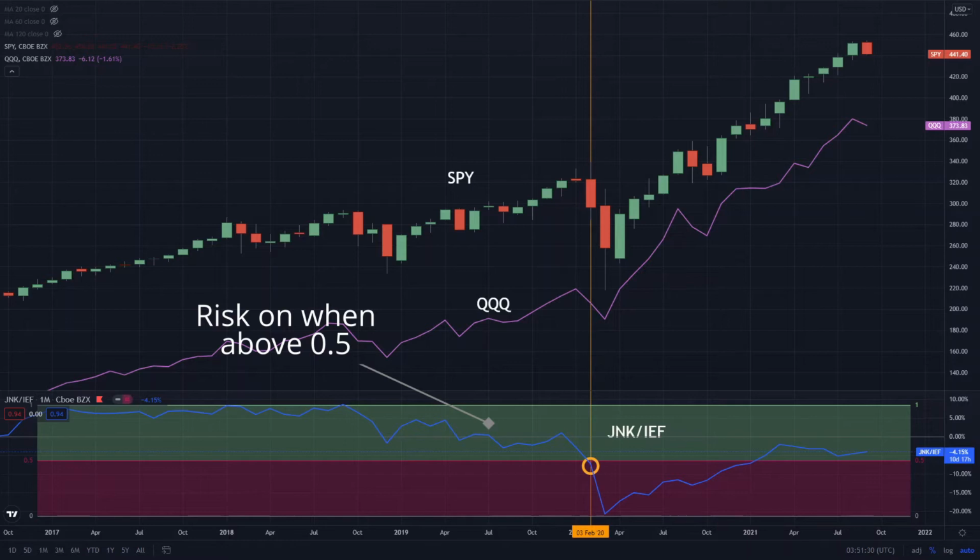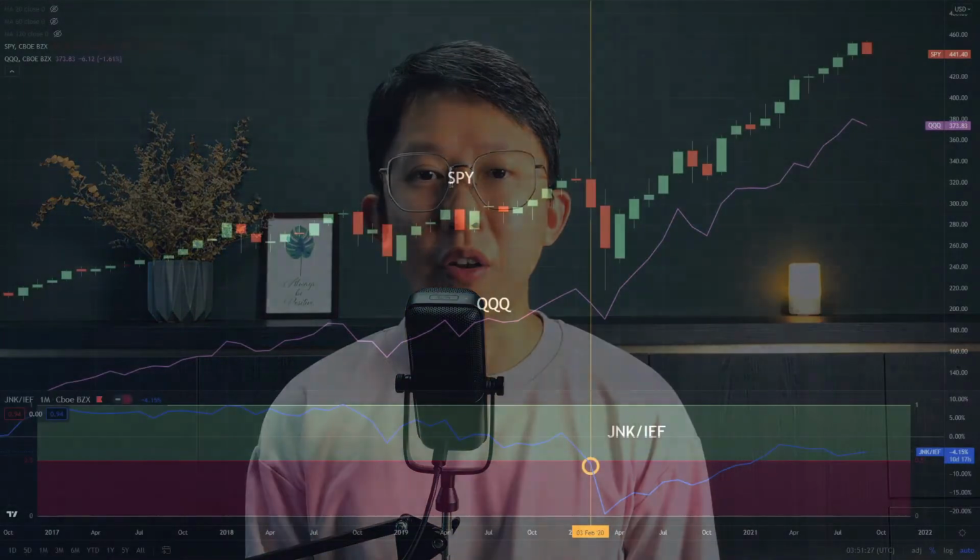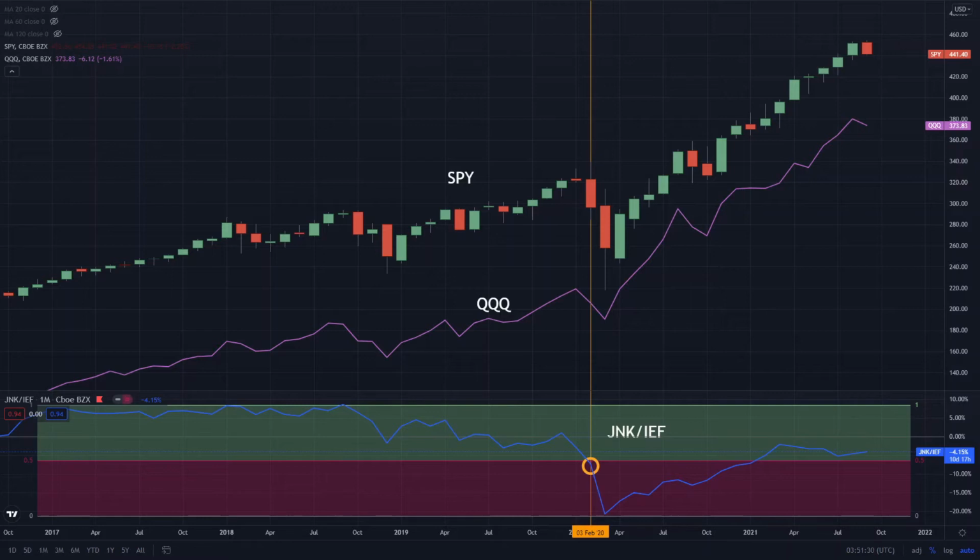You can also see that I split this graph into halves. In general, when JNK over IEF is above 0.5, we can assume market sentiment as risk on, and therefore we can see that generally SPY and QQQ are on the rising trend when JNK over IEF is above 0.5. If JNK over IEF plunges sharply below 0.5 like what we saw in March 2020 when the COVID-19 pandemic just started, we can assume that the market sentiment gravitates towards being risk off. Investors withdraw from the stock market, which will naturally cause the market to plunge.